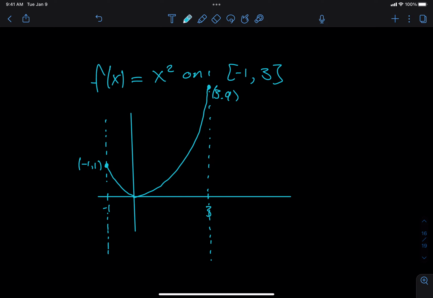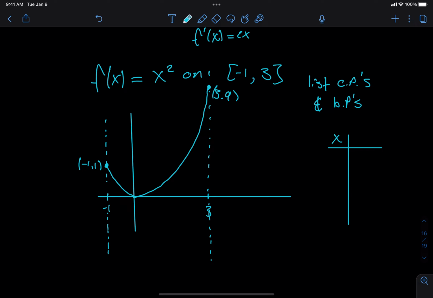So what we're going to do is list the critical points and the boundary points in a table, and check which one is the highest manually. For the critical points, I take f prime, which is 2x, and set it equal to 0. That tells me that x equals 0 is a critical point. My boundary points will be these two numbers, which in this case are -1 and 3. So I put -1 and 3 here, and then I check the height of the function at each of these numbers. f of 0 is 0, f of -1 is 1, and f of 3 is 9.